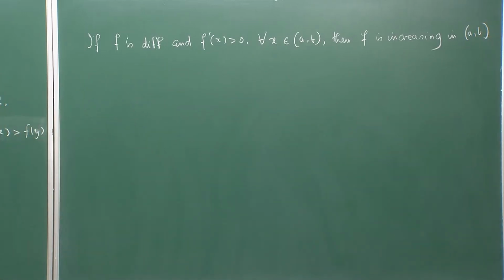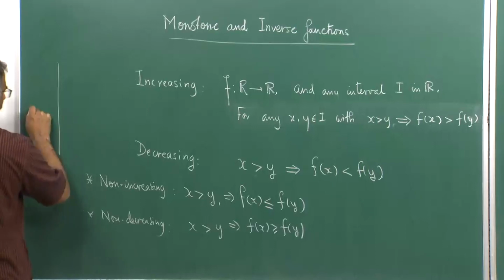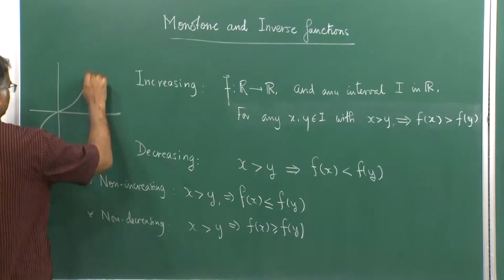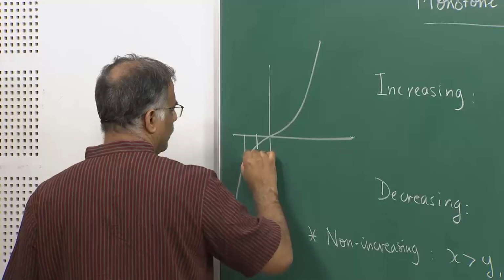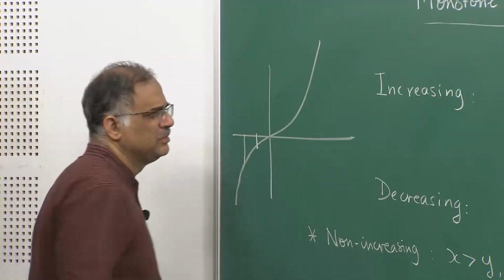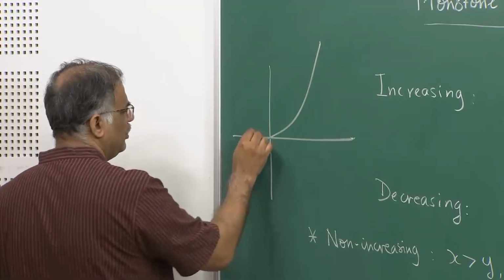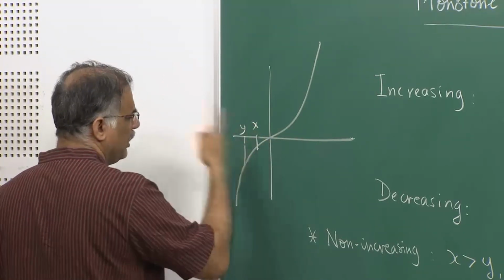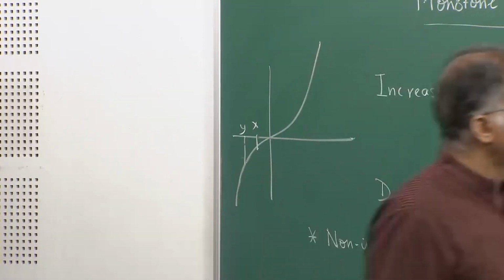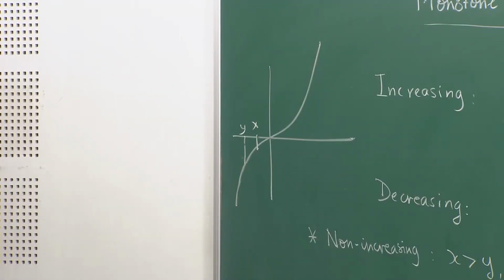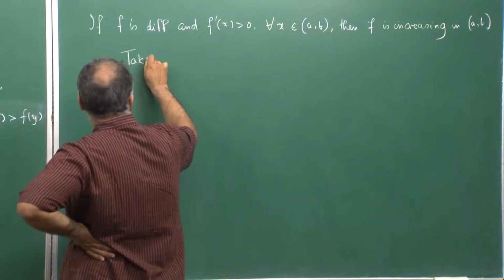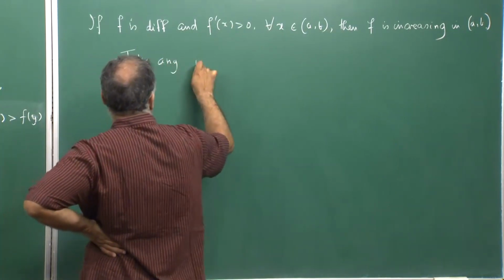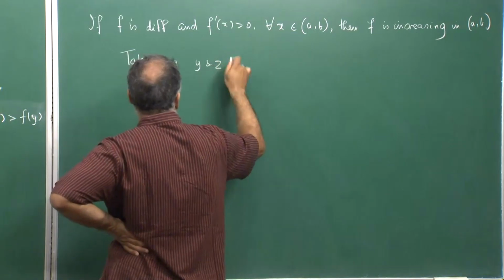For example, if you draw the graph of an increasing function, y equal to x cube, you take any x and any y, doesn't matter, the function value is increasing. So whenever x is bigger than y, fx is bigger than fy. So how do I prove this fact? The fact is the following. Take any arbitrary y and z in a b.